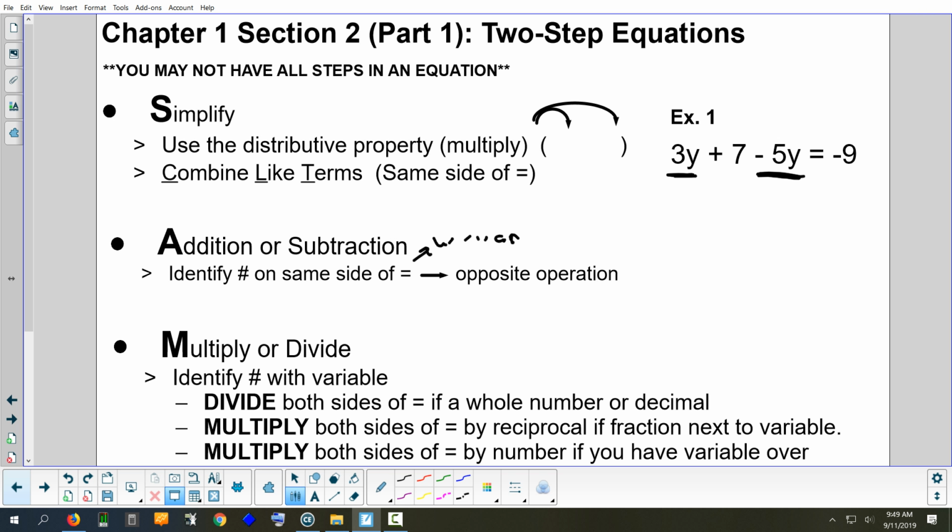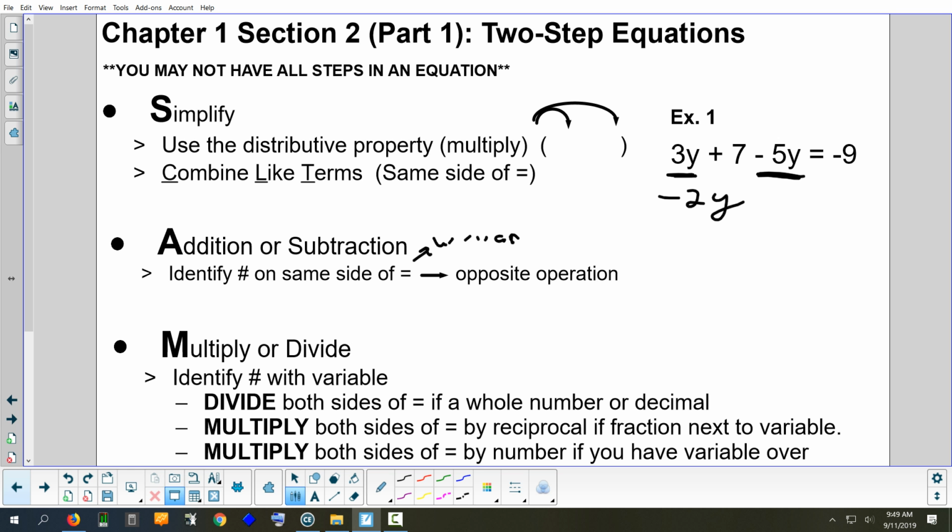When you combine like terms, you don't use opposite operation. It's like if I just said to you, combine 3 plus 8. You do exactly what I say, 3 plus 8. You don't do opposite, right? You just combine them the way they are. 3y, negative 5y is negative 2y.